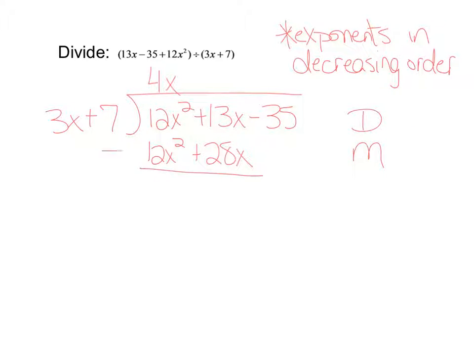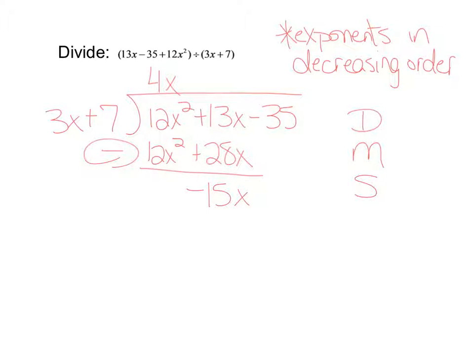Now we're going to subtract. But we've got to be careful here. You guys know that subtraction always messes us up. We're actually subtracting this whole thing, not just the first term. So what I do, just so my brain can see it, is I circle that subtraction sign. That lets me know that there's really parentheses around here that I haven't written. Okay? So 12x squared minus 12x squared, 0, goes away. That should always happen. That first term should go away. 13x minus 28x is negative 15x. Okay? So that was my subtraction step.